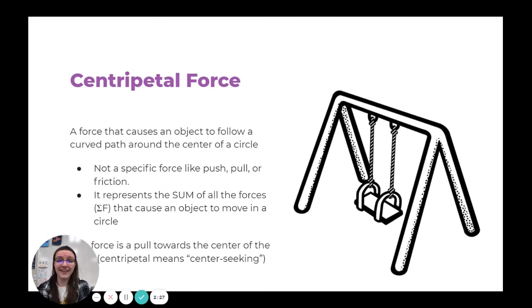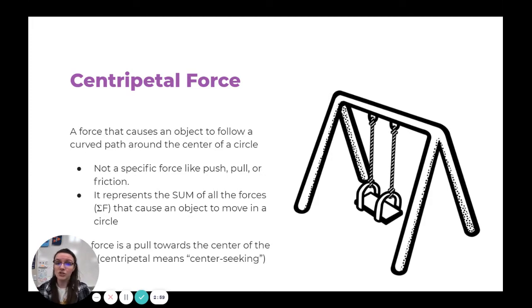So then we've got an unbalanced force. We call that force specifically the centripetal force. Centripetal means center seeking, because this is a force that is pulling the object towards the center of a circle. Centripetal force isn't necessarily a specific force. It is not a push or a pull or friction every time, but it is the sum of all the forces that are causing an object to move in a circle.